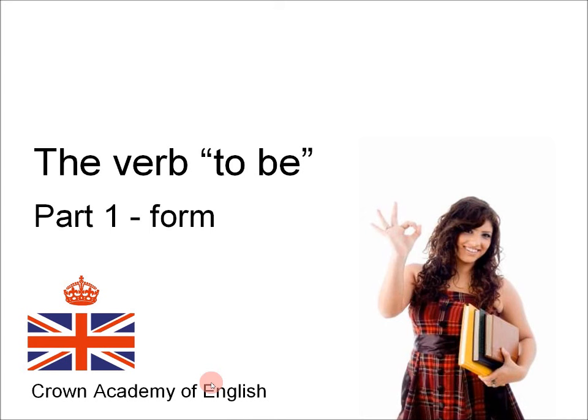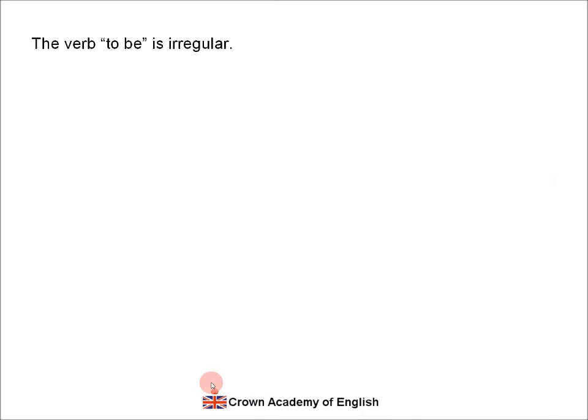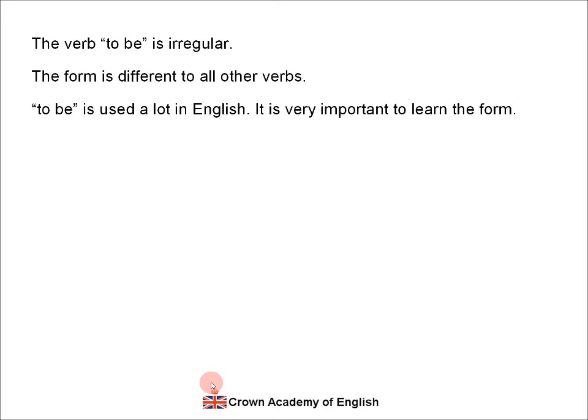Today we are doing a grammar lesson. The subject is the verb to be, the form. The verb to be is irregular. Therefore, the form is different to all other verbs. To be is used a lot in English. It is very important to learn the form.